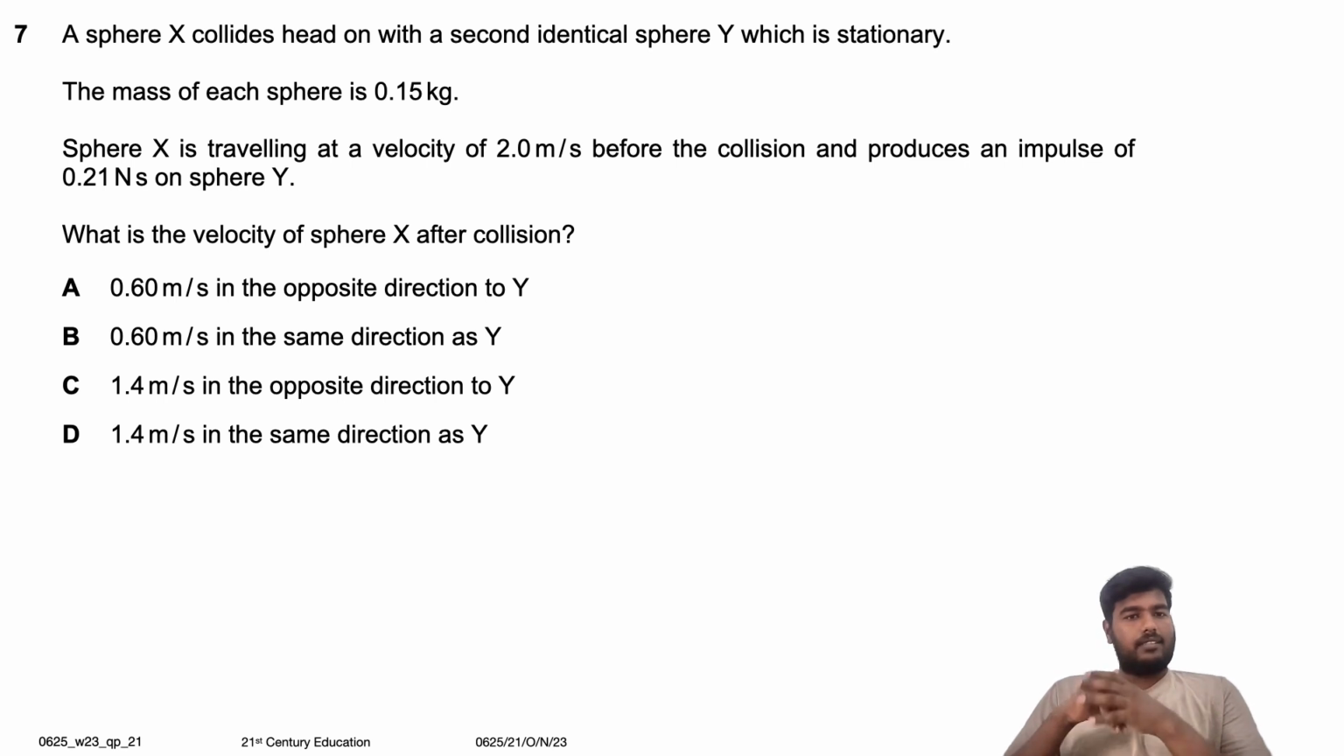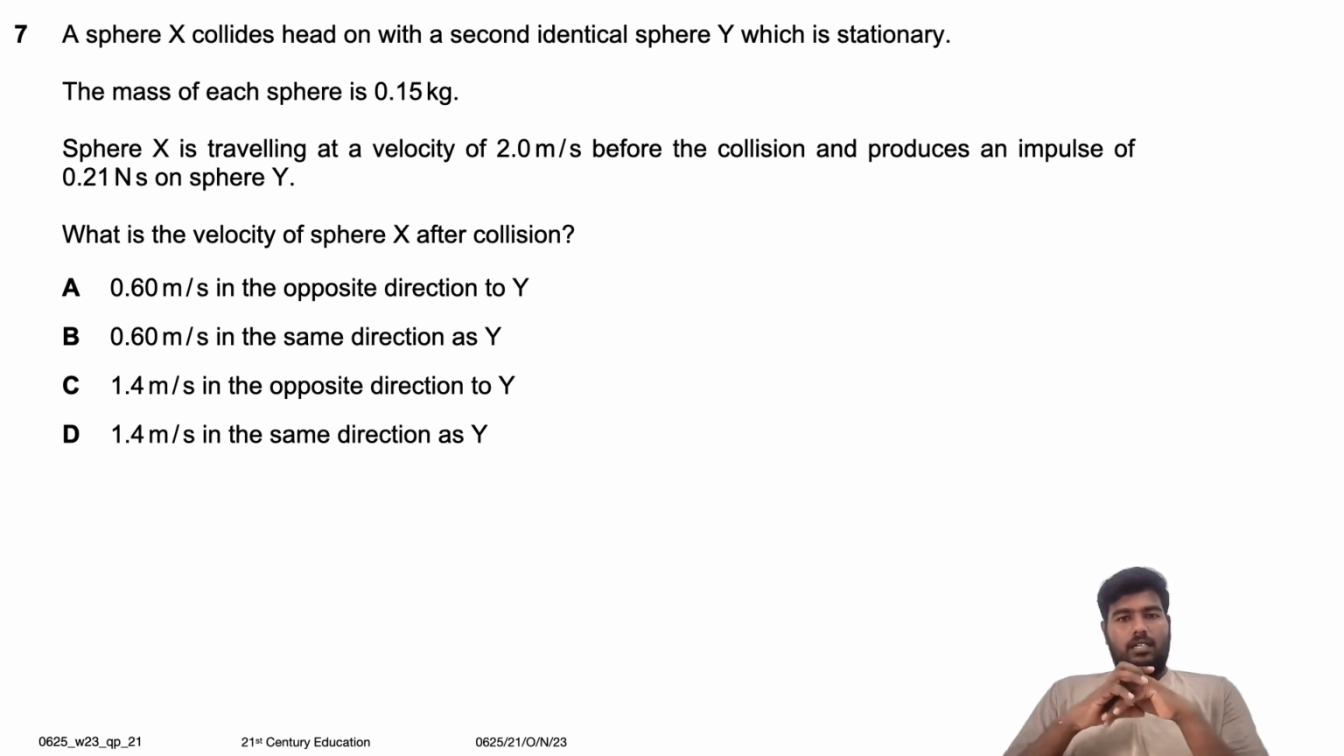A sphere X collides head on with a second identical sphere Y, which is stationary. The mass of each sphere is 0.15 kg. Sphere X is traveling at velocity 2 meters per second before the collision and produces an impulse of 0.21 newton second on sphere Y. What is the velocity of sphere X after collision?